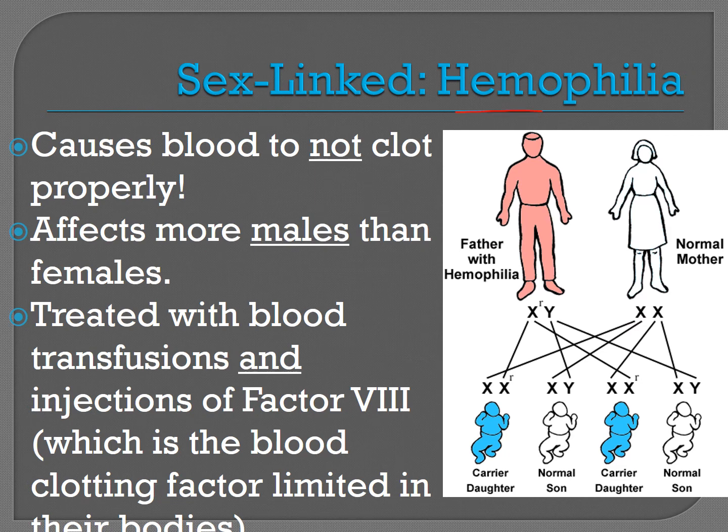Another sex link here is hemophilia. Hemophilia basically does not allow the blood to clot properly. So let's just say someone shot you. You could keep on bleeding and die because your blood will not clot. This affects more males, obviously, because of sex link. This is treated with blood transfusion and factor 8.